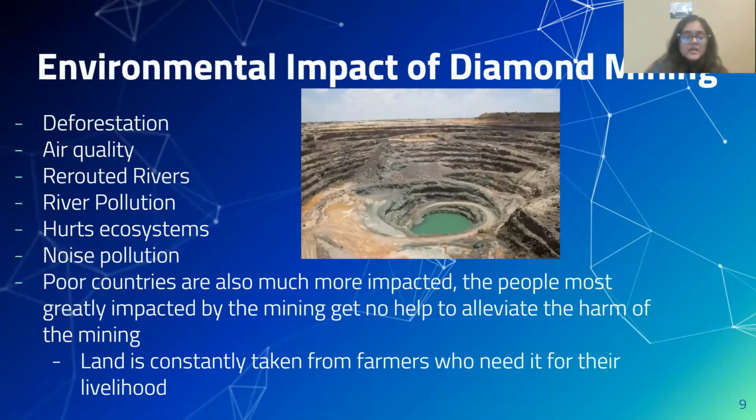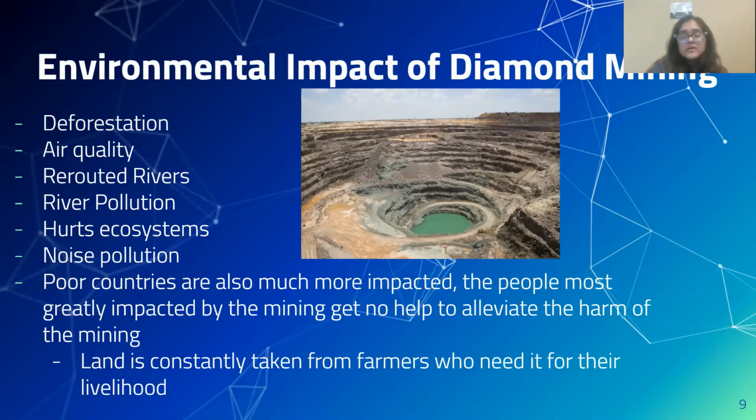Environmental impact. The environmental impact of mining for diamonds is drastic and primarily stems from the harm done during mining. In the process of clearing land for mining, deforestation can occur, exhaust from heavy machinery can cause the air quality to drop, rivers are often rerouted, and artificial dams can be built because diamonds are often found in alluvial deposits. Further, these rivers can be polluted with runoff and byproducts from mining. This, combined with the noise pollution from heavy machinery, means that many ecosystems are largely disturbed and harmed by mining.